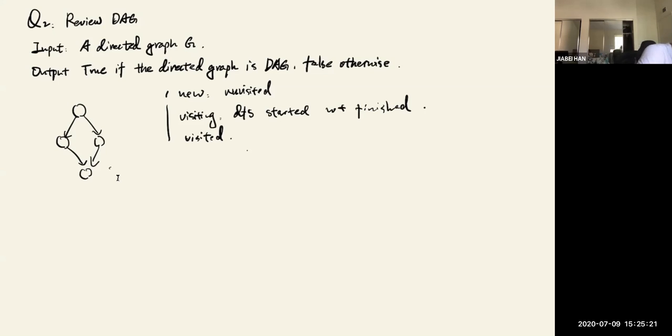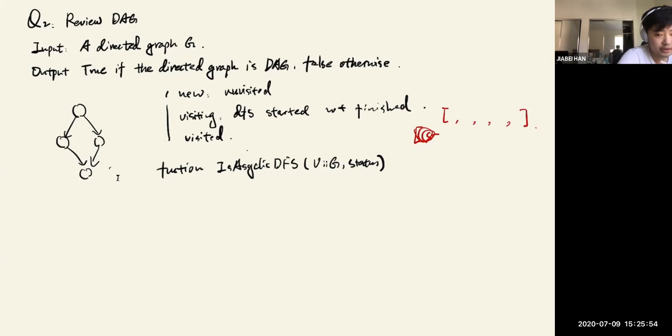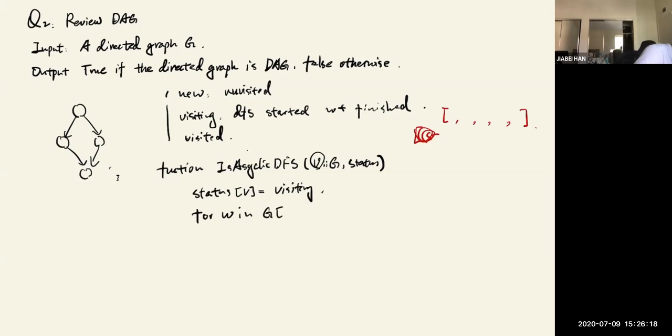And so I just write down some simple pseudocode here. The status is an array for all the nodes, and the status array is initialized as new for all the nodes. So when we visit our vertex V, we just mark it as visiting. Then we have already started a DFS on this node here. And we traverse all its outgoing neighbors.